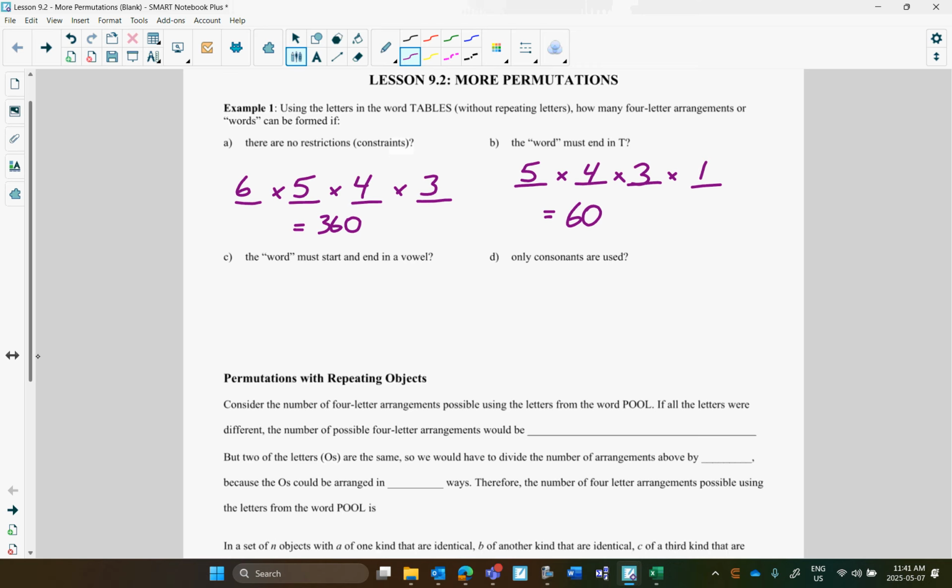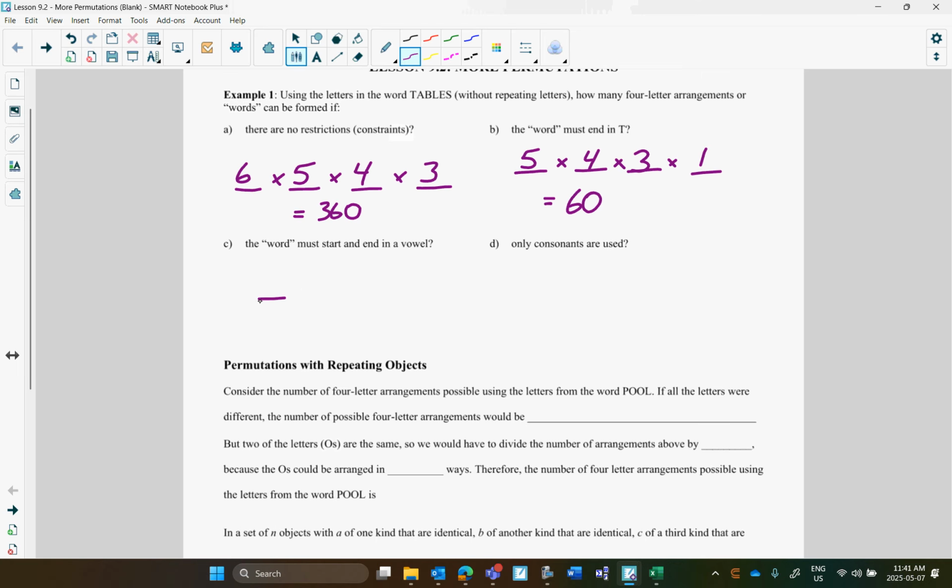The word must start and end in a vowel. So actually, I can go to this one and then this one, or I could go to this one, then this one. But I have to do these 2 positions first. So let's start here. It has to begin with a vowel. 2. I have used one of the vowels up here, haven't I? So 1 here.